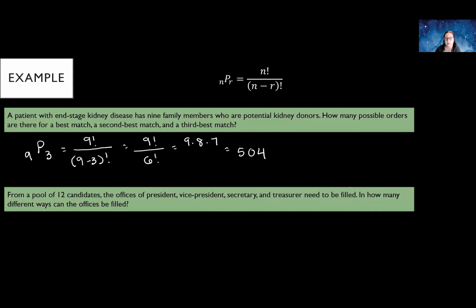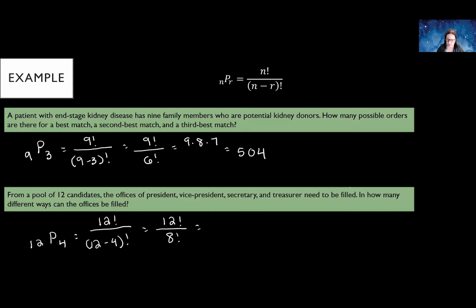So, second example, from a pool of 12 candidates, the offices of president, vice president, secretary, and treasurer, so there's 4 of those, need to be filled. And how many different ways can the offices be filled? So we've got 12, and we are picking 4 out of the 12. It's 12 factorial over 12 minus 4 factorial. So it's 12 factorial over 8 factorial.